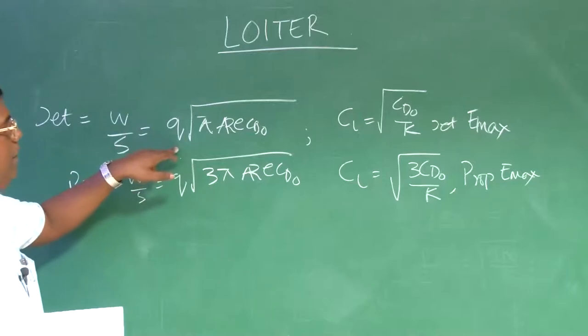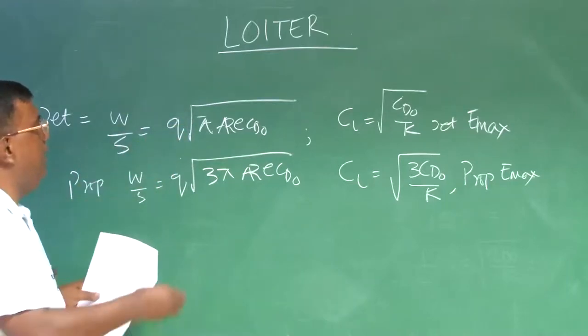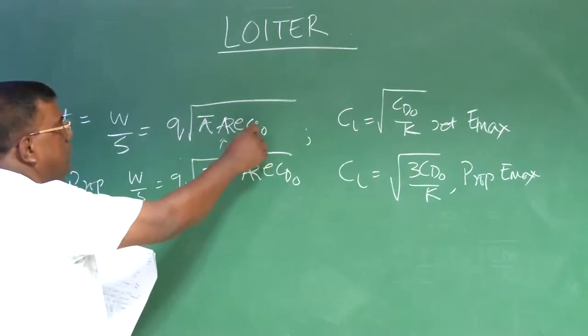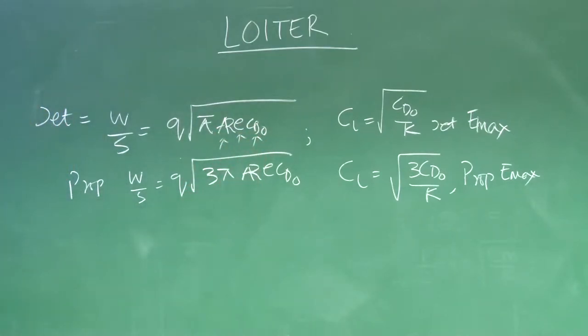Again, same story. This is pi. What is the aspect ratio, what is the typical value of e, with the typical value of CD naught, initially you have to take and get the value for W by S.